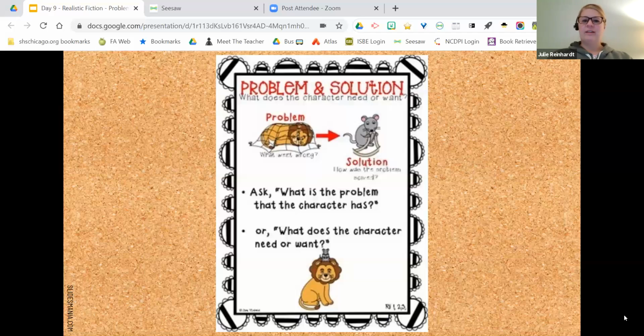I'm looking at this little graphic. So our problem here is we have this little lion and he's covered in a net. That's his problem. He can't get out. What's he going to do? His solution is there's a little mouse there who will chew through the net so he can be free. So when you're asking yourself as you're listening to stories, what is the problem the character is facing? Or what does the character need or want? Those are your possible questions to ask when you're trying to figure out what the problem is. And then after you figure out the problem is when you can find the solution.